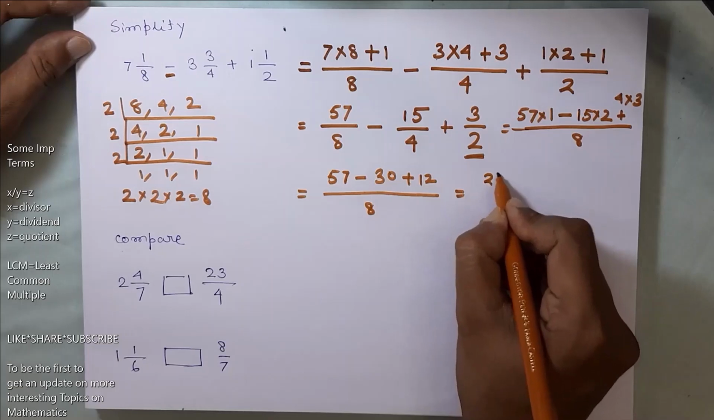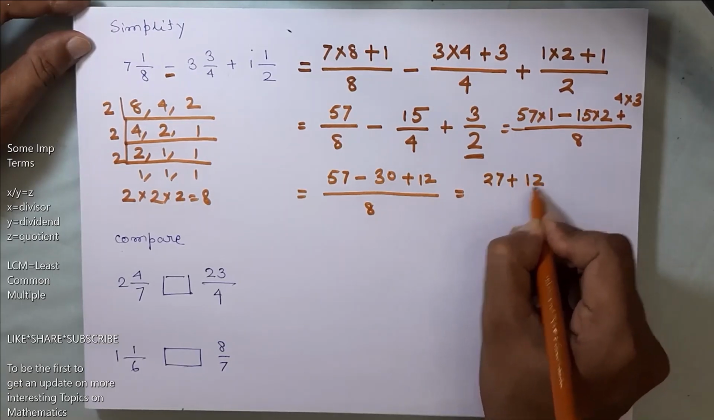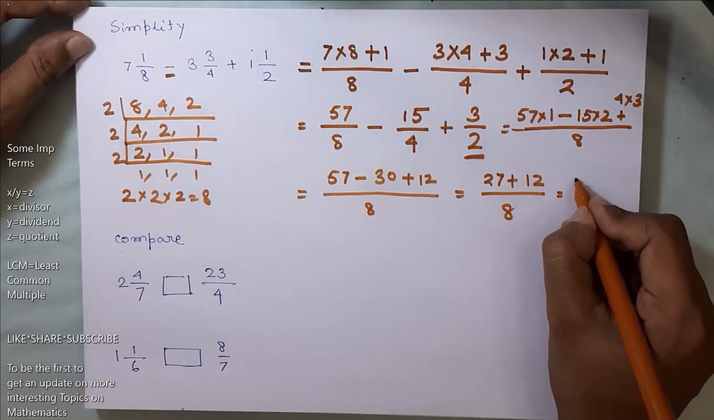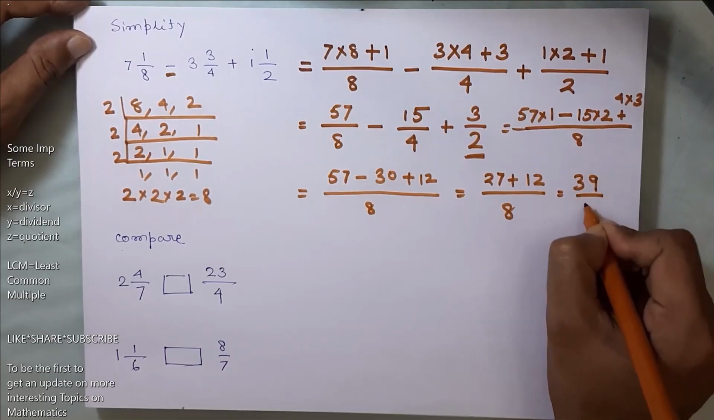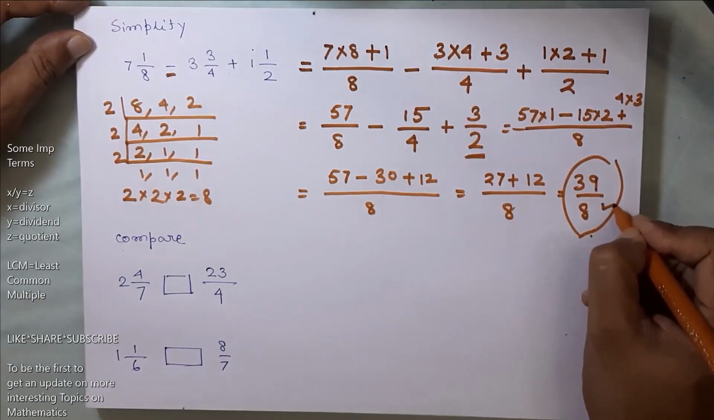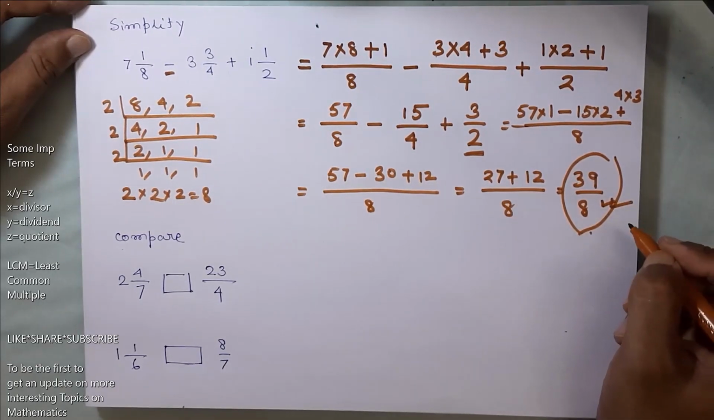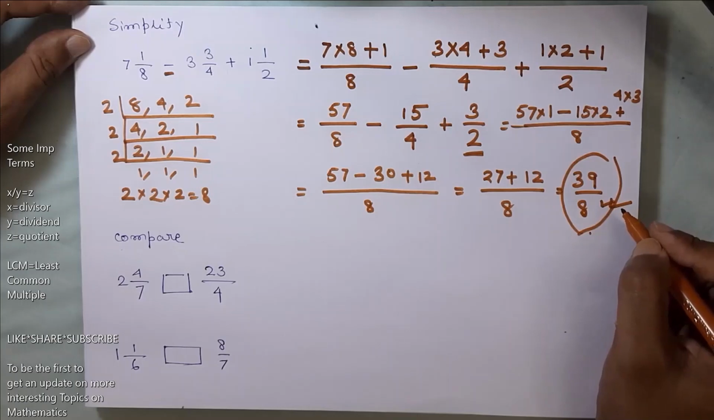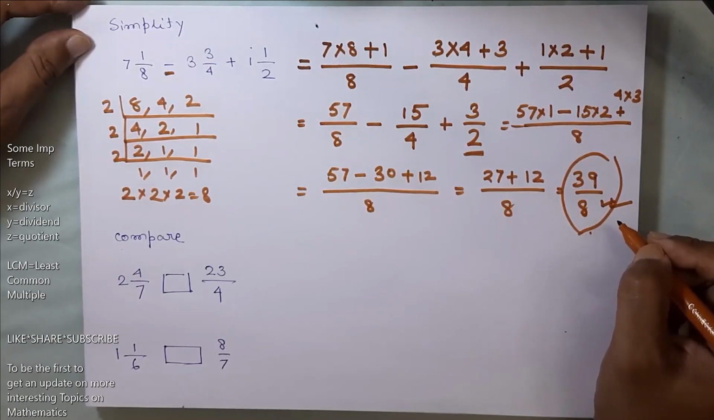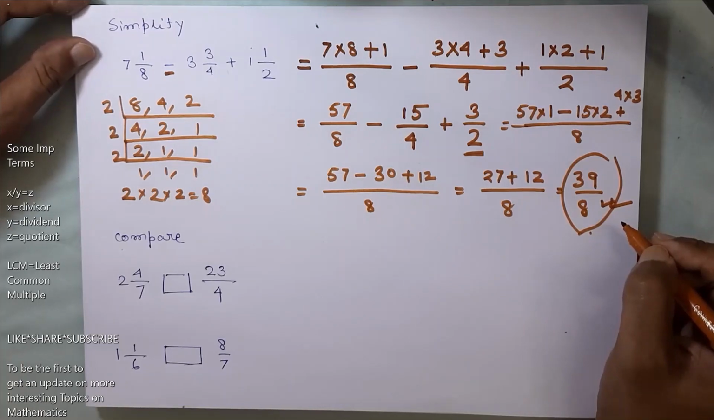It is 27 plus 12 by 8. It will be your 39 by 8. So this is your answer. Please note, this is an improper fraction. You should not give an answer of improper fraction where your question contains all mixed fractions.